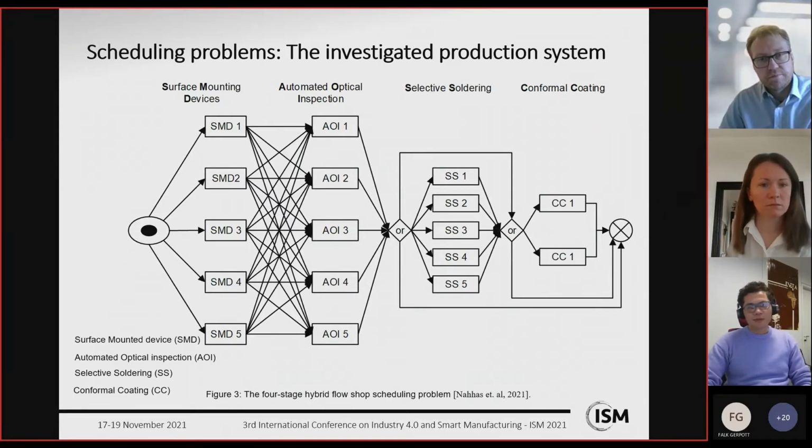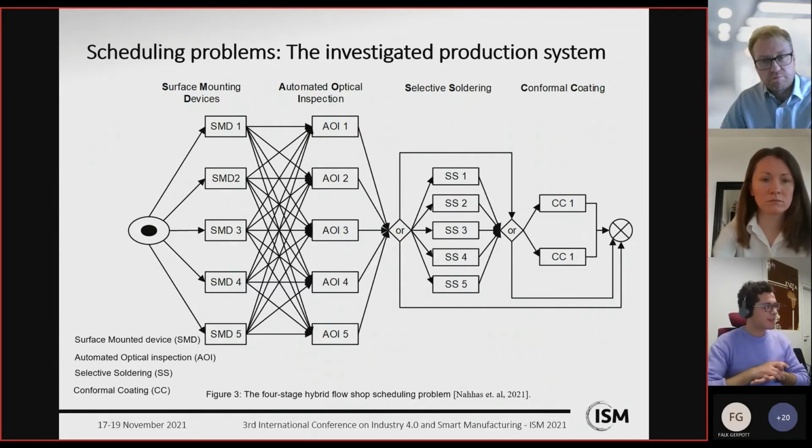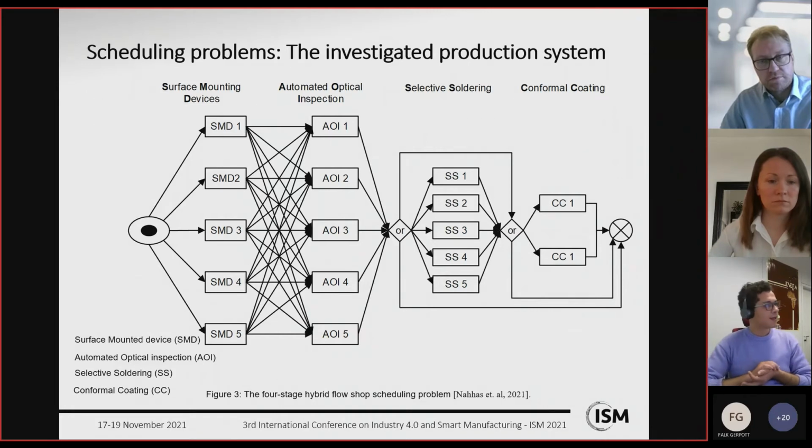I don't want to go through the specifics of every production process. Very roughly, the entire production process starts with a surface mounting device in which small parts are placed on the printed circuit boards. Following that process comes automated optical inspection. That's the second production stage, and then selectively there are some jobs that undergo the third stage, which is selective soldering, and or the fourth stage. So not all jobs follow the third and the fourth stages.